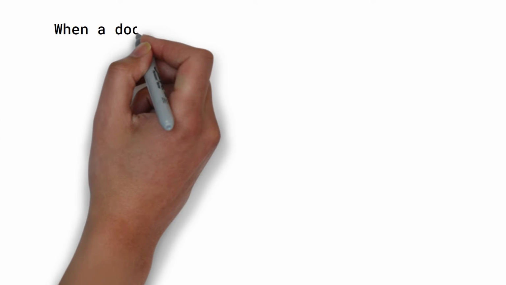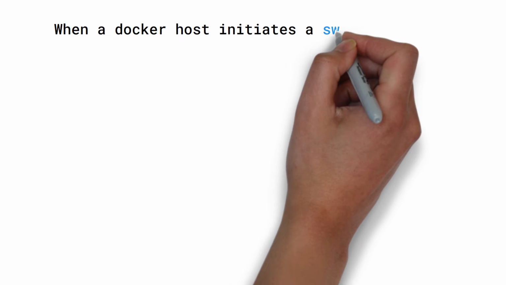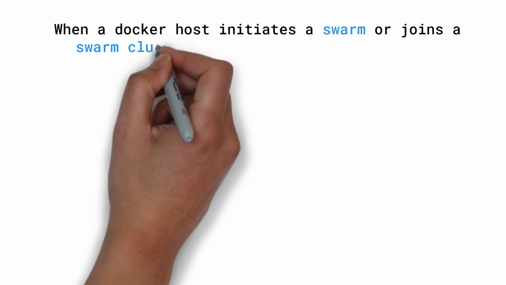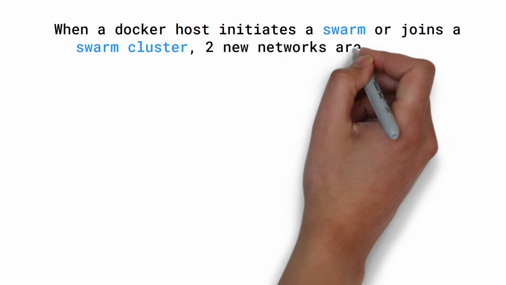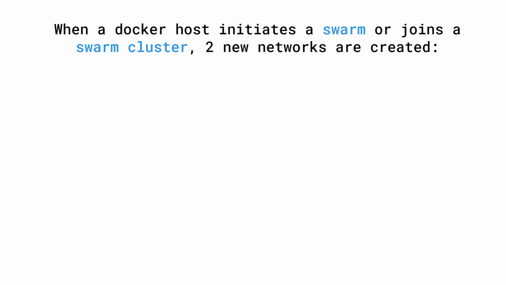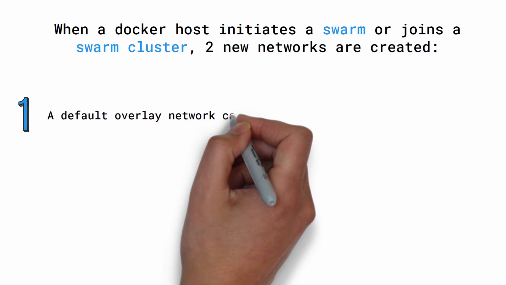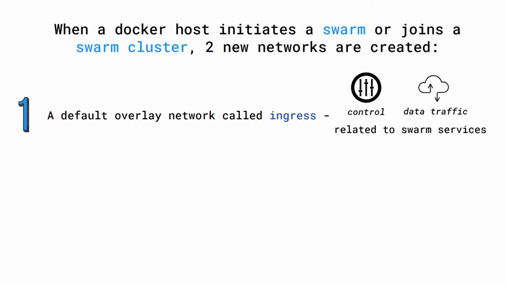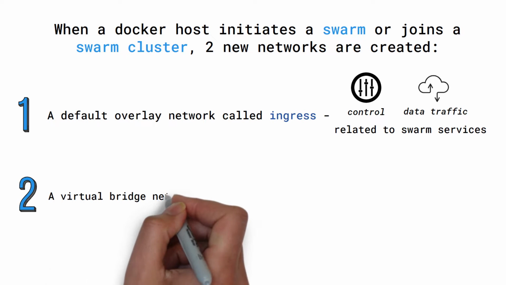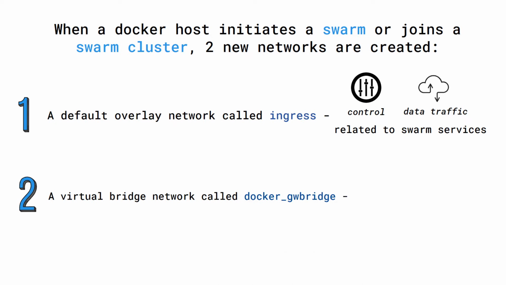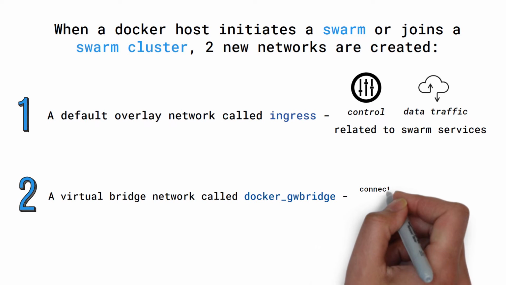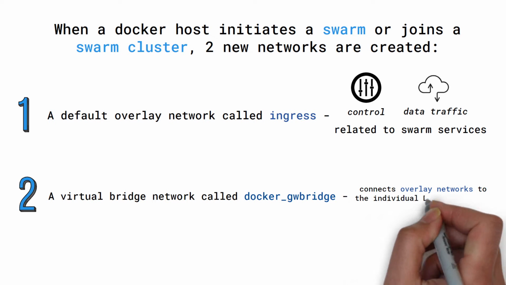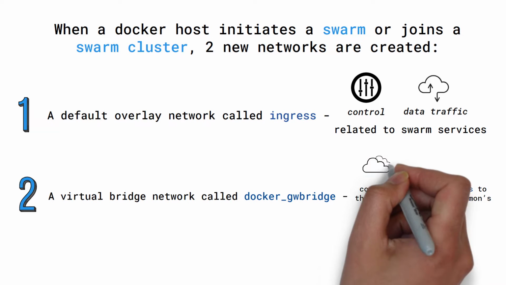When a Docker host initiates a swarm or joins an existing swarm cluster, two new networks are created. The default overlay network called ingress, which handles the control and data traffic related to swarm services, and a virtual bridge network called docker_gwbridge that connects overlay networks to the individual Docker daemon's physical network.